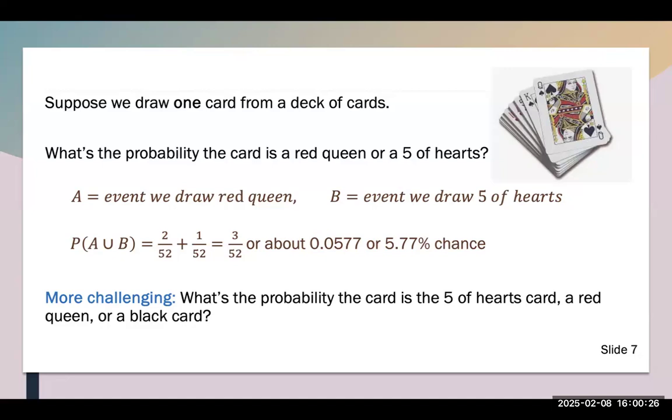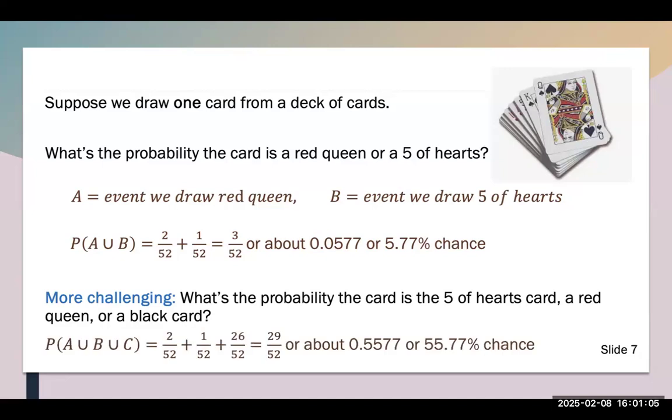Let's take this difficulty up just a little bit more by adding a third possibility. So if I draw a card from a deck of cards, what's the probability the card is a 5 of hearts, a red queen, or a black card? Now again, notice that all of these events are mutually exclusive. There's no 5 of hearts that's also a red queen that's also a black card. So maybe pause the video and think about what you should do. Just give it a try and let's see if you get the right answer.